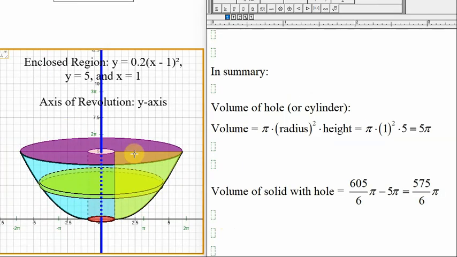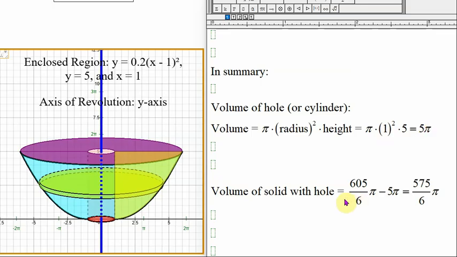And so in summary, what we want is the volume of the solid with the hole. And so the hole is just a cylinder. So the volume of the cylinder is pi times the radius squared times the height. The radius of this cylinder is just 1, and then the height of the cylinder is 5. So the volume of the cylinder is 5 pi.